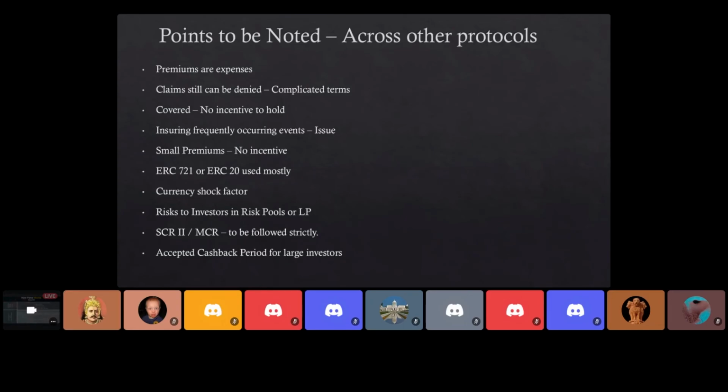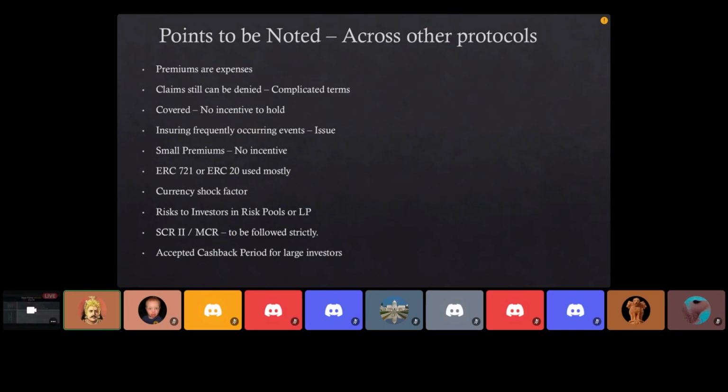And the second thing is the NFT collections will be designed in such a way that it will be very easy to see whether a claim should be accepted or denied. And third is covered no incentive to hold. We saw that there are a lot of incentives to hold in Pana, and ensuring frequently occurring events is one other thing. We'll be incentivizing the user to hold, so we'll design the NFT collections in a way that the parametric event should happen frequently rather than once in a year or so, so that the users will be incentivized to hold rather than cash out.